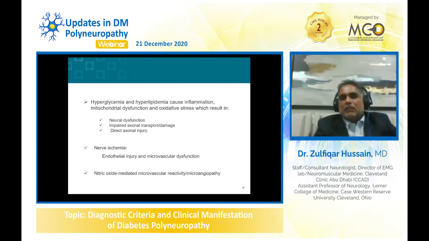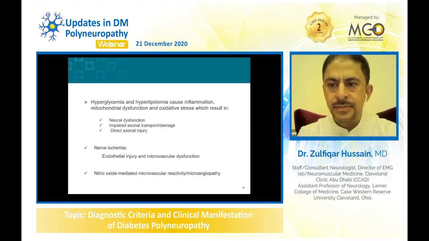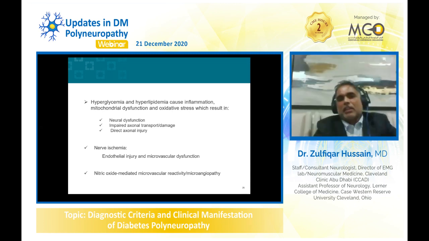Okay. Hyperglycemia and hyperlipidemia cause inflammation, mitochondrial dysfunction, and oxidative stress, which result in neural dysfunction, impaired axonal transport, and direct axonal injury. Nerve ischemia also plays a role in diabetic peripheral neuropathy, including endothelial injury and microvascular dysfunction, nitric oxide mediated microvascular reactivity, and microangiopathy.